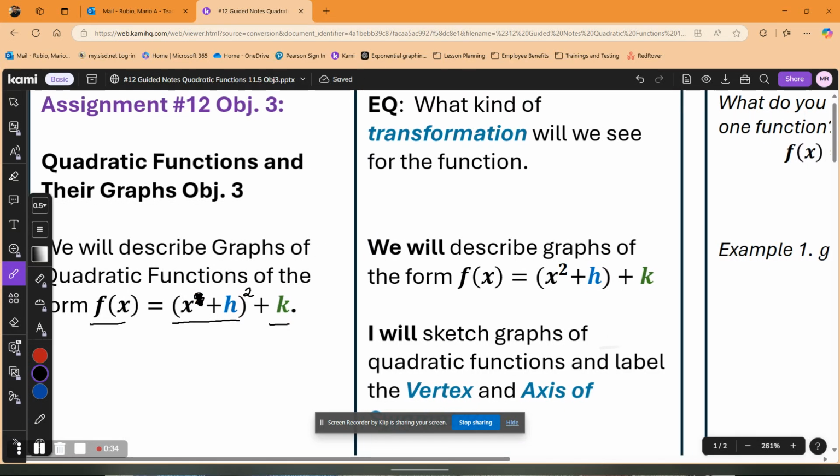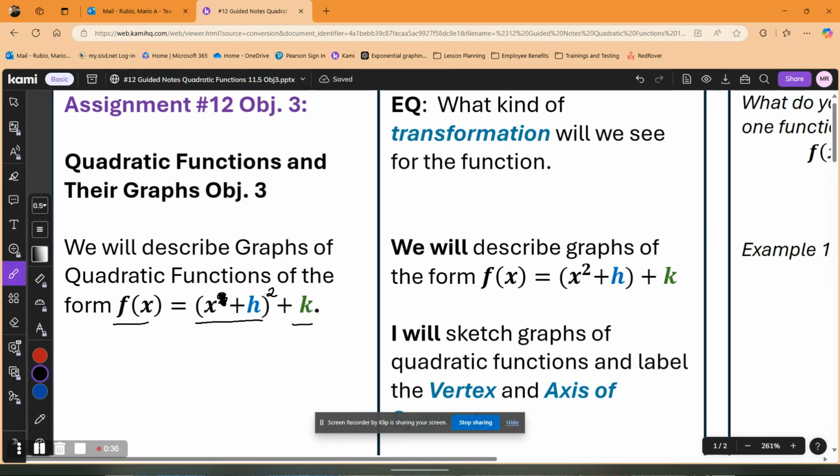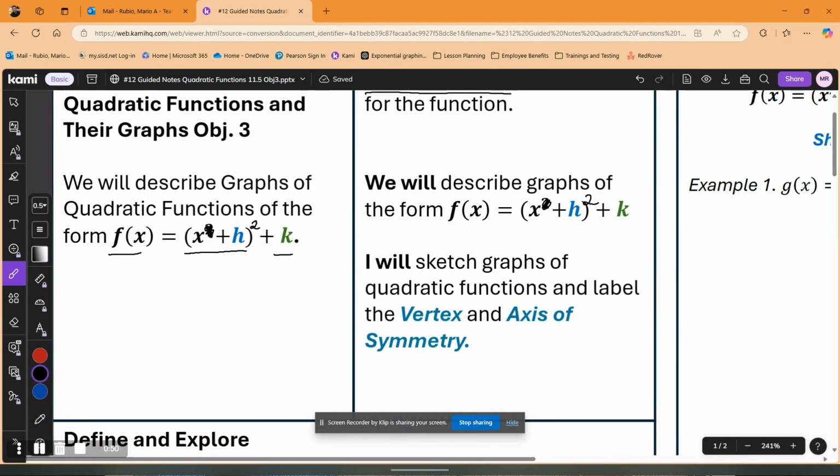The essential question we should be asking ourselves as we move forward is what kind of transformation, now we know what a transformation is, will we see for the function? We will describe graphs of the form f of x equals (x plus h) squared plus k. And you all will sketch graphs of quadratic functions and label the vertex and axis of symmetry.